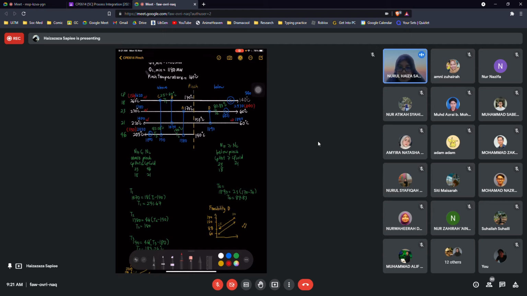Let's see. Macam mana nak ambil temperature untuk check feasibility. So hopefully that's a bit clear lah sekarang. A bit complicated, hopefully. So yang dapat 2 loops ni very good lah you guys yang dapat 2 loops. I don't understand how to find the loop.